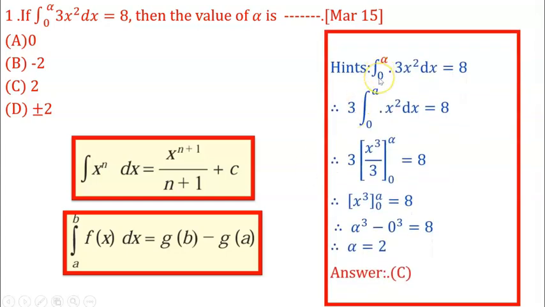The solution. Integral 0 to alpha 3x square dx is equal to 8. What is the integral of x square? x cube upon 3. 3 is a multiplicative constant. Now we substitute, that is x is replaced by alpha, 3 gets cancelled. Then you will get alpha cube minus 0 cube is equal to 8. Alpha cube is equal to 8. Therefore, alpha is equal to 2, taking the cube root on both sides. And hence option C is correct.